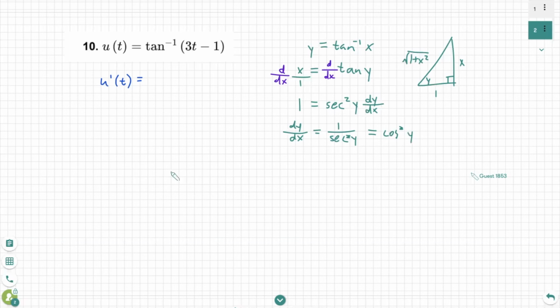Okay, and then what's cosine squared y, based on our triangle? Adjacent over hypotenuse, so 1 over the square root of 1 plus x squared. And it's squared, right? So 1 over the square root of 1 plus x squared, squared. So then what's that going to be? Would it just be 1 over 1 plus x squared? Yeah, exactly. Square the numerator, which is 1, and square the denominator, which is 1 plus x squared. So that is dy dx, which is the derivative of inverse tangent.